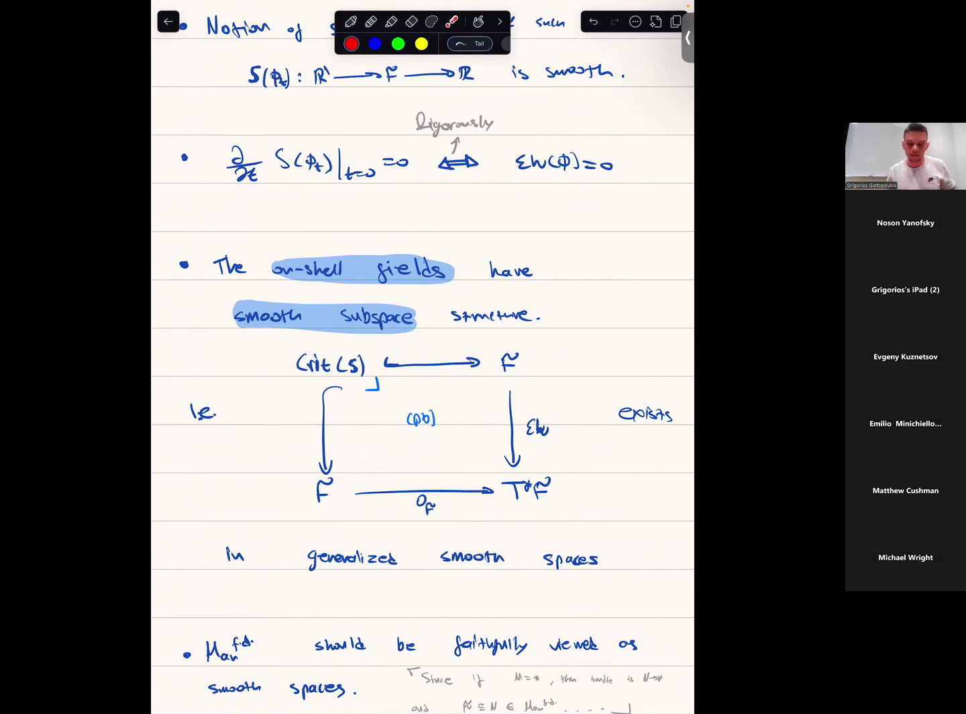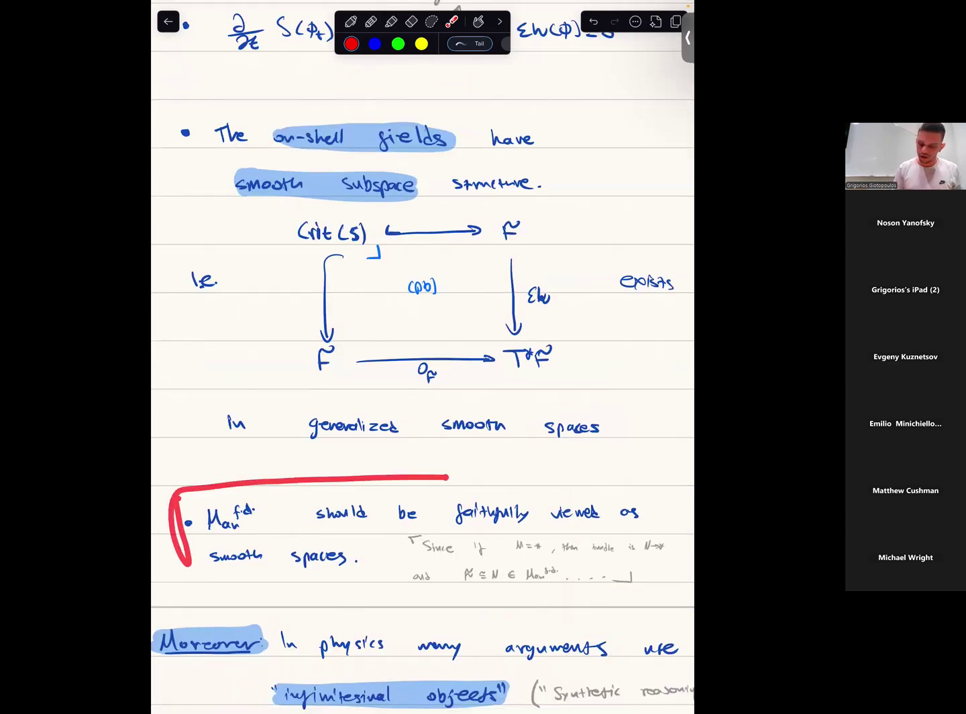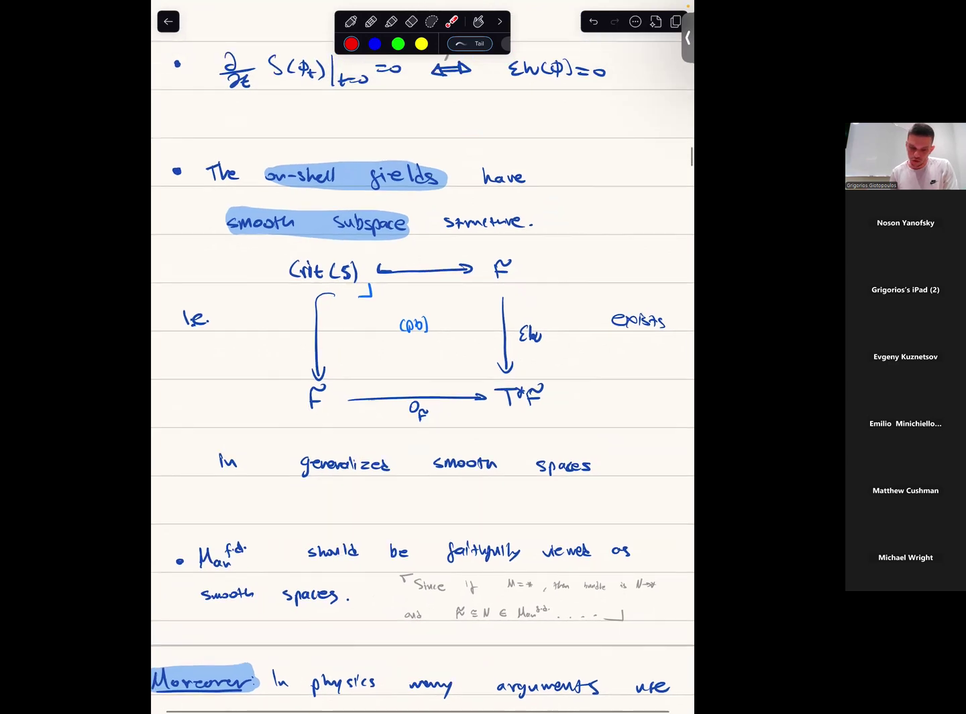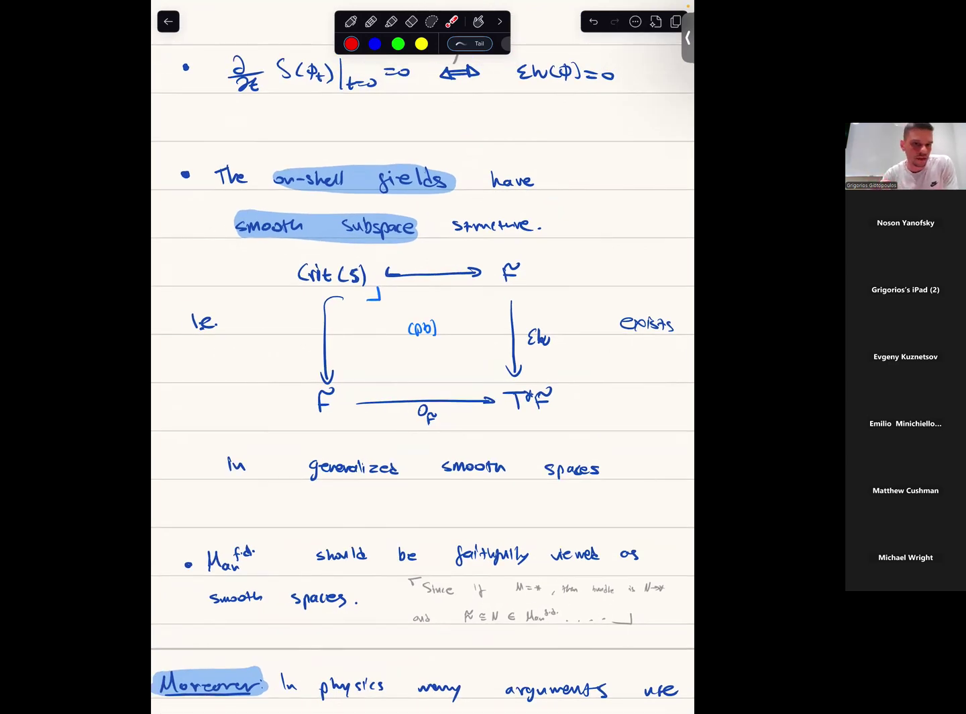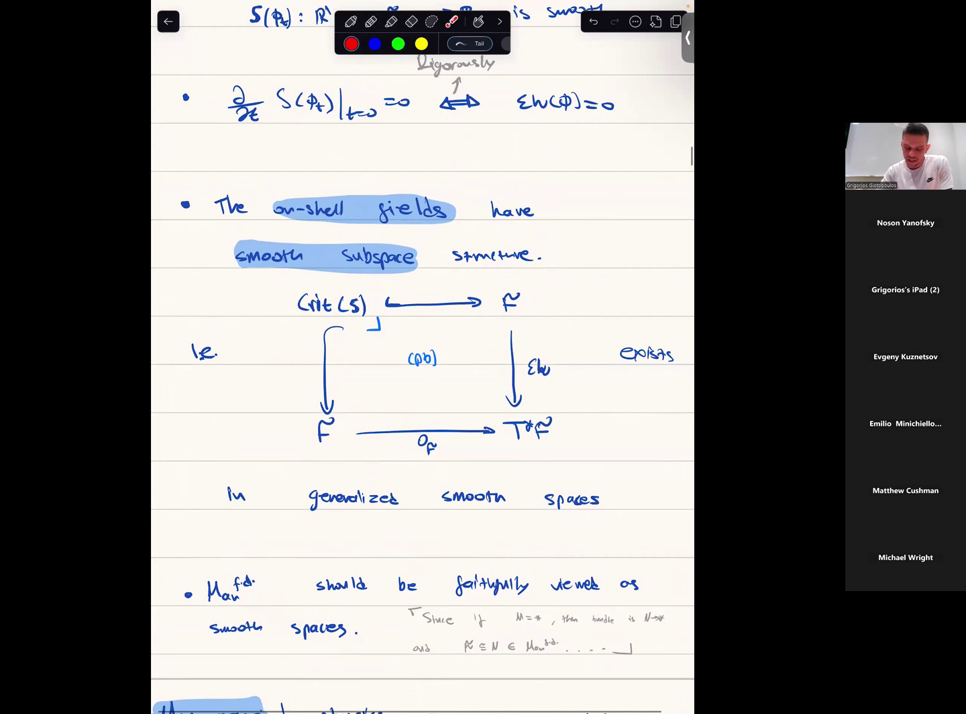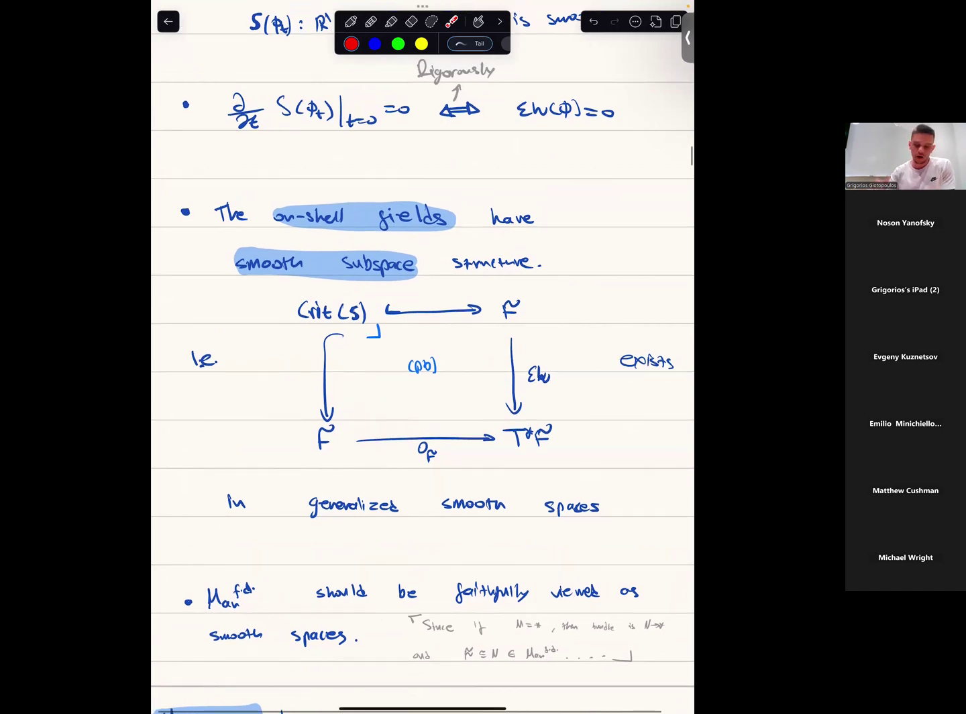So the on-shell fields do have, in a sense, a smooth subspace structure that is usable in the sense that is used in physics. Of course, all this requires that manifolds, finite dimensional manifolds, should be faithfully embedded as objects in this generalized category. Okay, so up to now, this is just smoothness, from the description that I've given you that we have required.